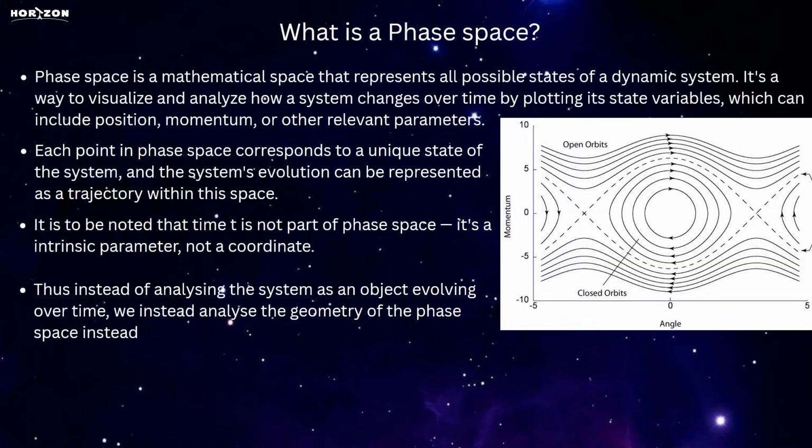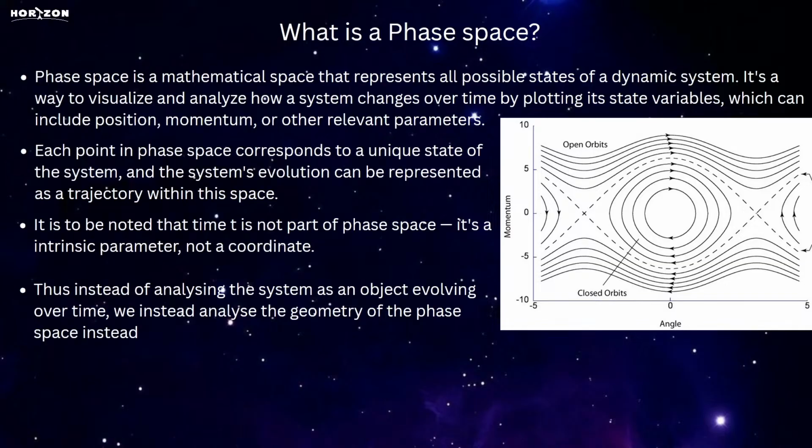Suppose I am at any given point on the circle that you see. This arrow tells us that as time evolves, how the state of my system will change, how the momentum will increase, and how my angle or position will change. That is how we use phase space to study the dynamics and behavior of a system. As I mentioned, it is to be noted that time t is not part of a phase space. It's an intrinsic parameter, not a coordinate. The evolution of time is indicated by these arrows, and time is not a coordinate here.